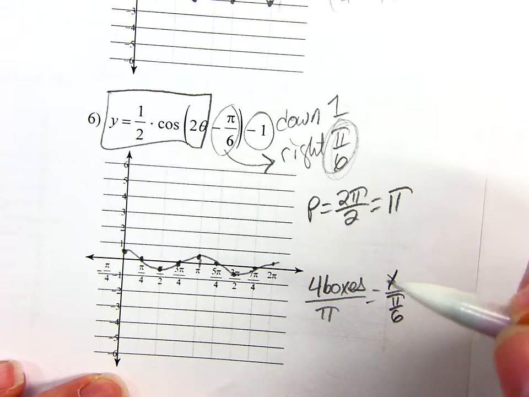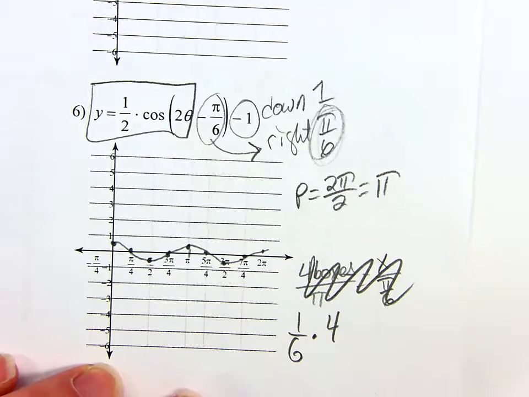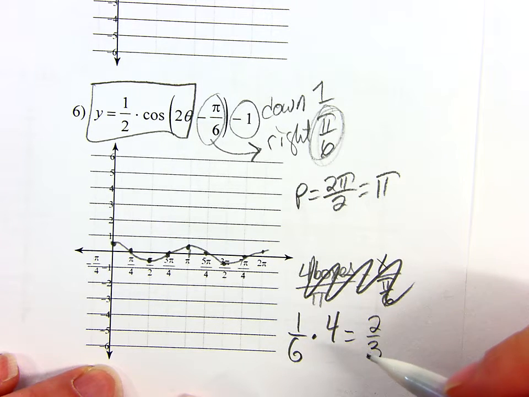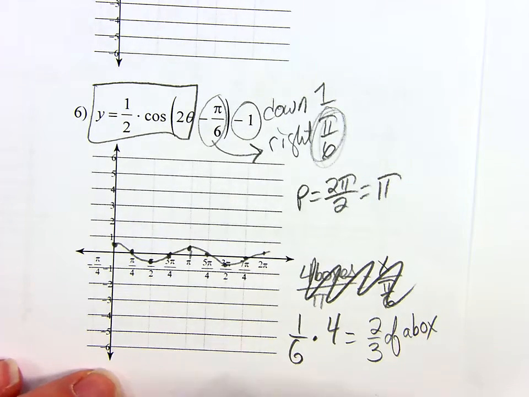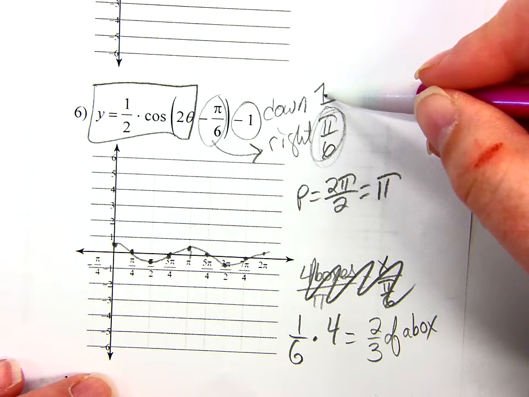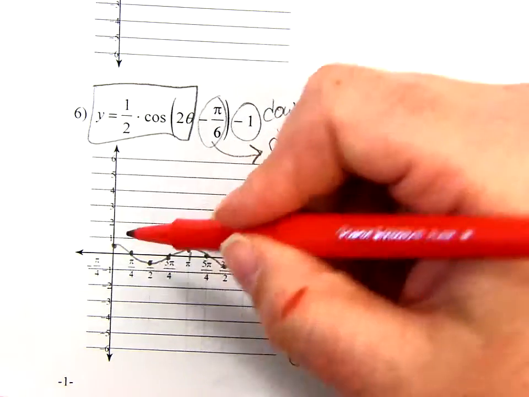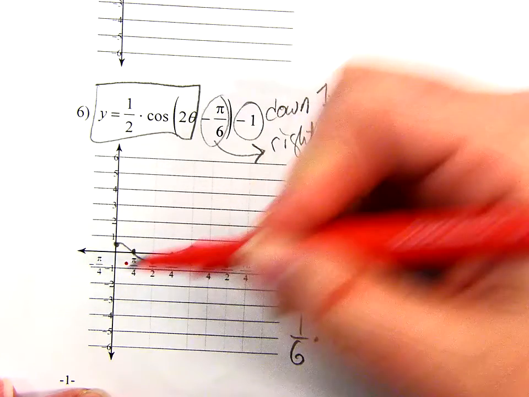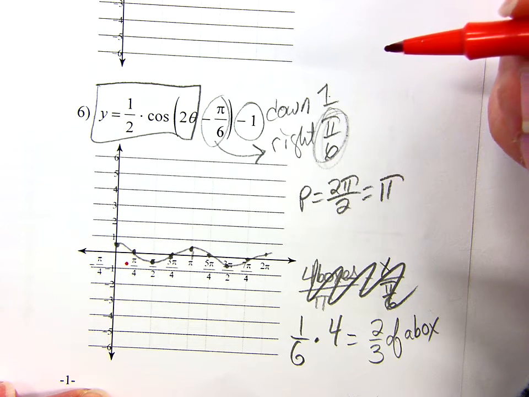You get that 4 boxes is pi. I need 1/6. So I need 1/6 of 4. Not just 4/6? Or 2/3. 2/3 of a box. Yeah, 2/3 of a box. So everyone move it down 1, and 2/3 of a box to the right. That's all. I take the first one to the right 2/3.